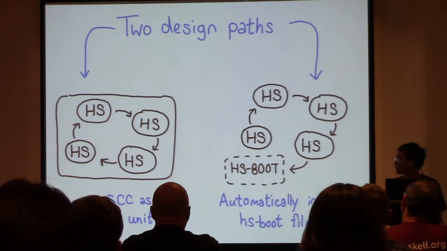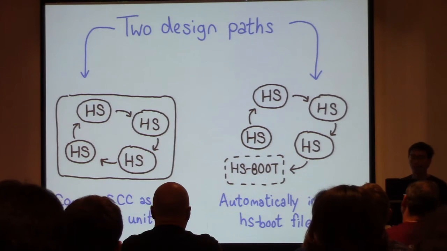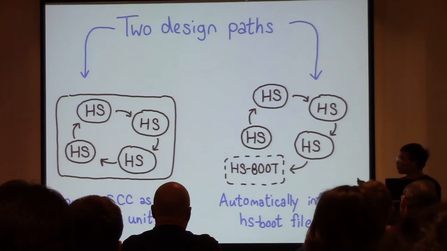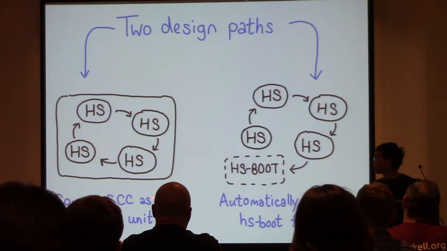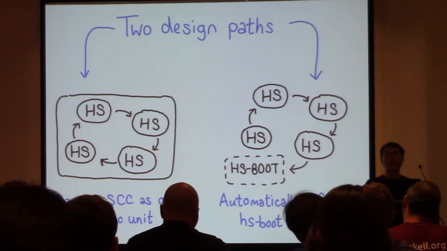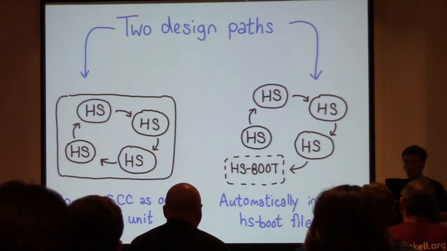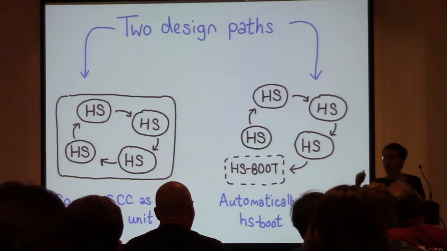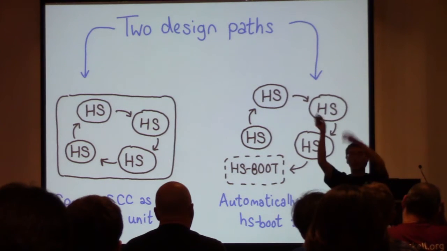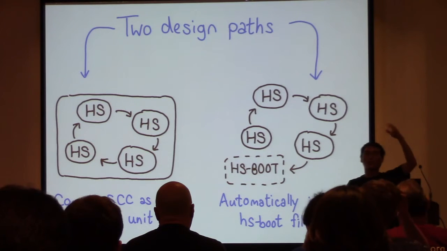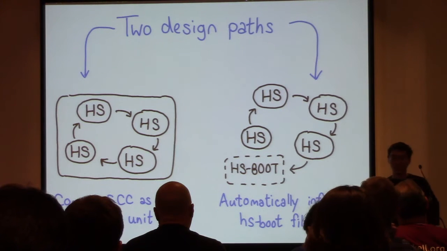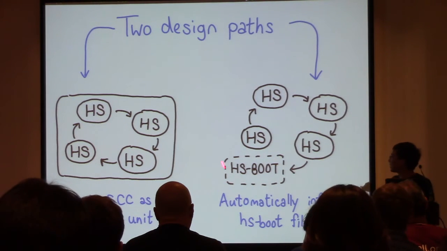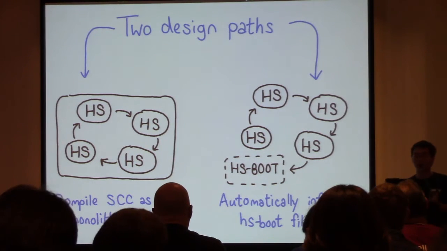And one of the reasons is because, okay. There are two ways you might go about trying to solve this problem. The first is to say, well, I have a bunch of Haskell files. They're in some sort of cycle, but actually, I should treat them as if they're one giant module. I just put all the source files in the same source file, and then have GHC compile it in one go. And the other way to go about doing this is to somehow make it so that GHC can automatically infer HS boot files.